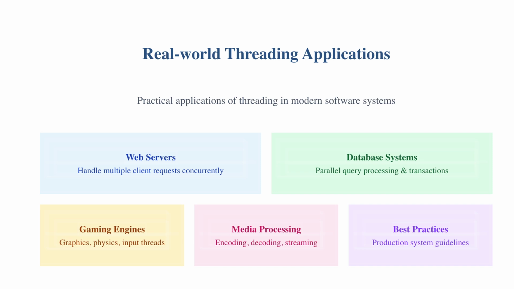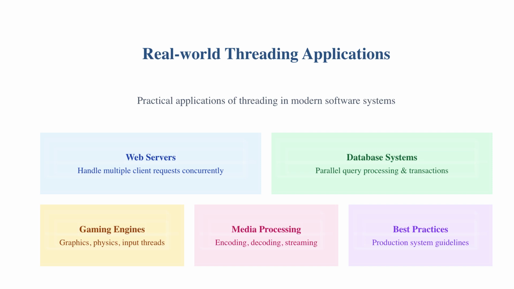Database systems are another excellent example. Systems like PostgreSQL and MySQL use threading for parallel query processing and transaction management. Multiple threads can work on different parts of a complex query simultaneously, dramatically improving performance.